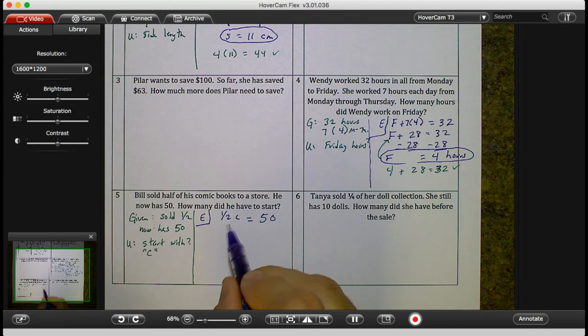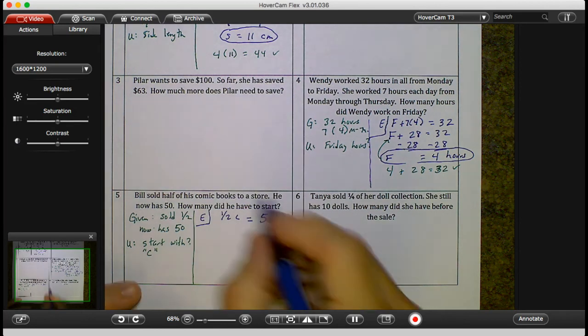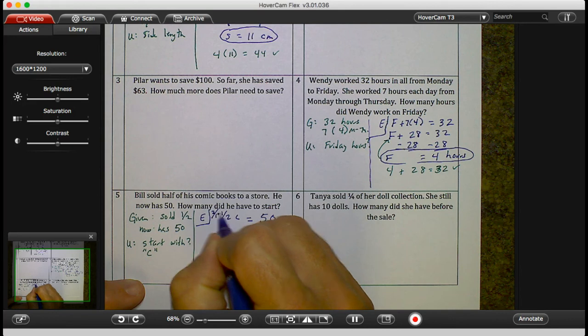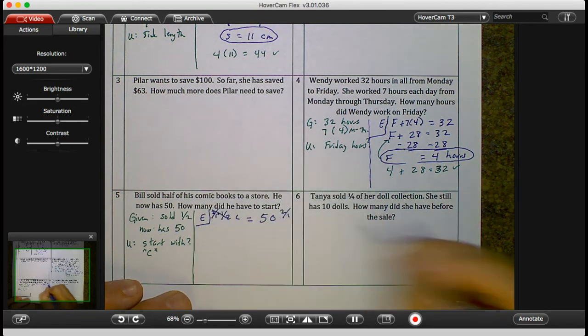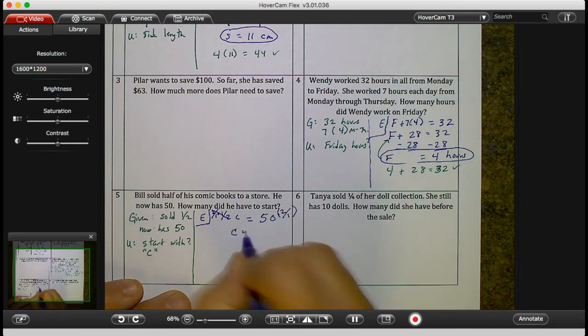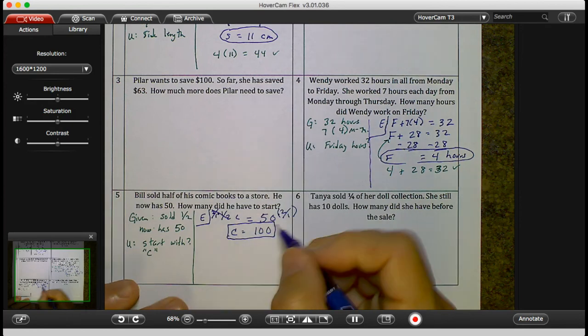The way that we're going to solve this is we need to do our inverse operations. So when you have a fraction as your coefficient, you need to multiply by the reciprocal. So 2/1, multiply that, and that's going to cancel out. And then we multiply this by 2/1, put in parentheses. So we get C is equal to 50 times 2/1 would be 100. So he started with 100 comic books.